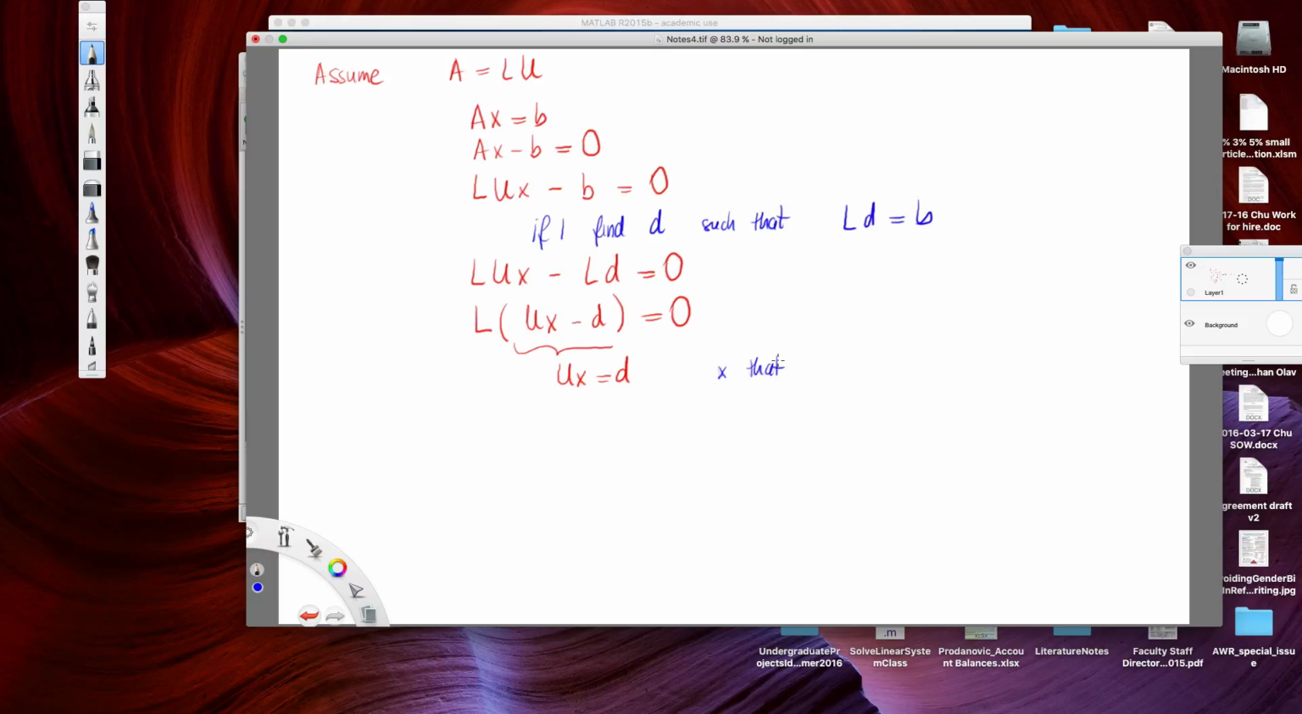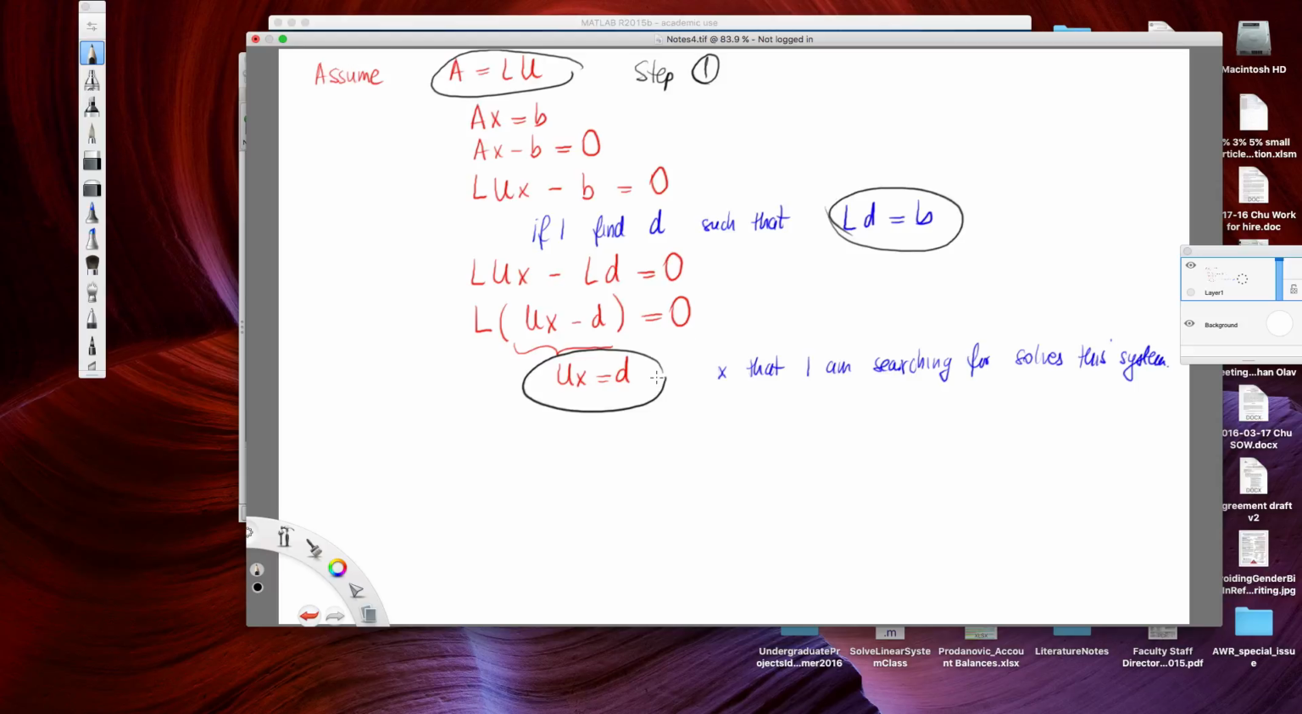X that I'm searching for. So essentially, once I solve this step, which was my step 1, then all I need to do is solve this and solve this, which is what we did, and I will find the solution X for this problem. Is this okay? Questions?